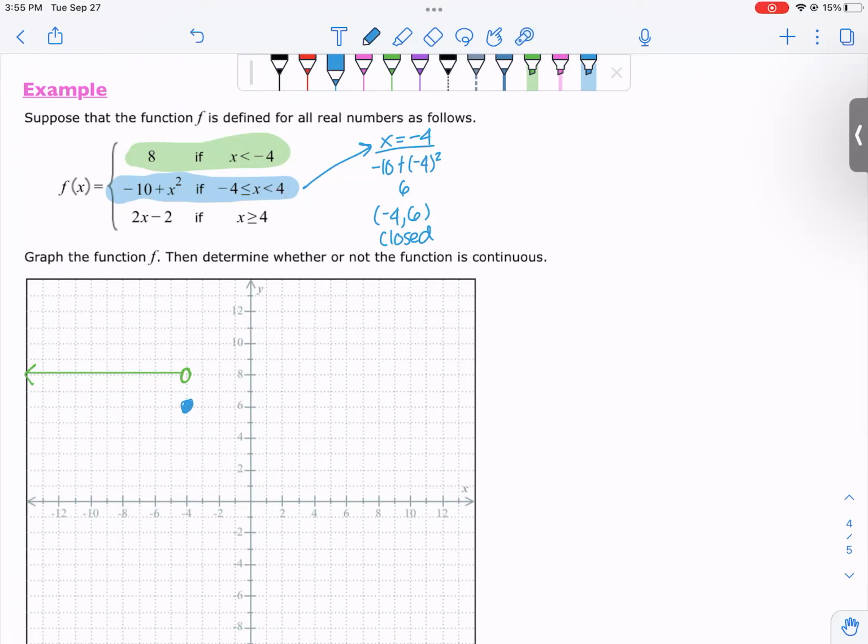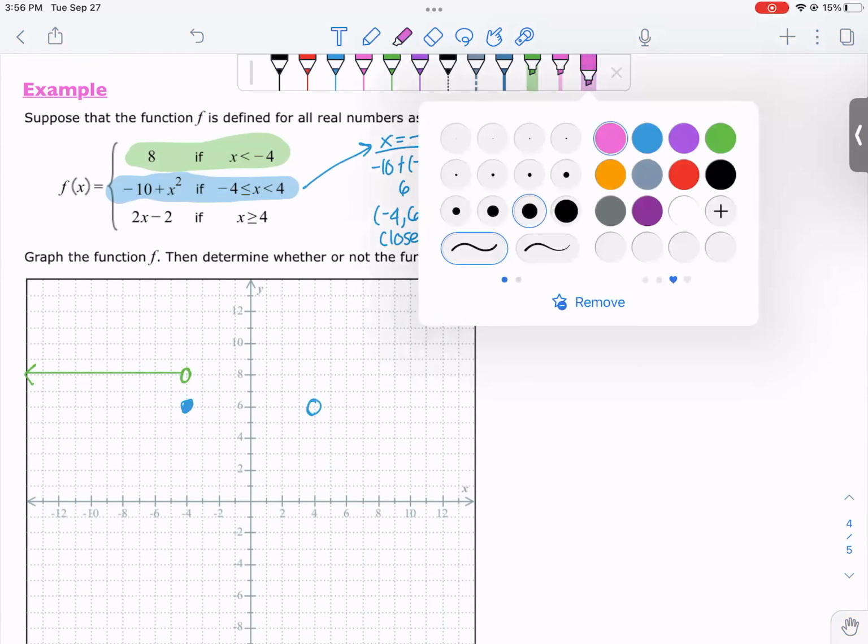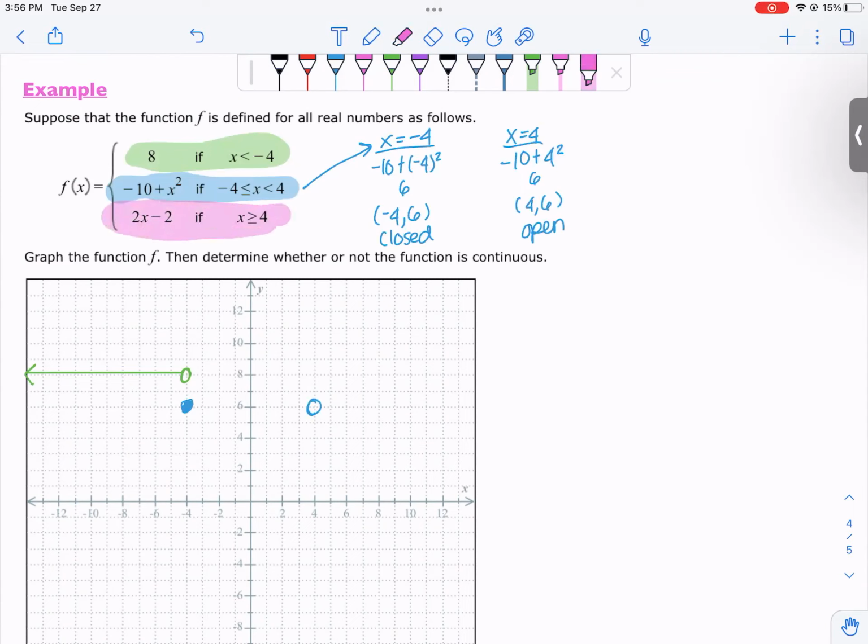We're going to have to look at 4 as well. At x equals 4, if we plug it into this portion, which I understand isn't really included, because there's no underline, that's okay. We'll put an open circle. 4 plugged into this function, -10 plus 4 squared, is not 16. It's going to be 6. So this is the point 4 comma 6 with an open circle because there's no underline. We'll finish drawing the rest of that portion in a sec. Let's just get our dots done.